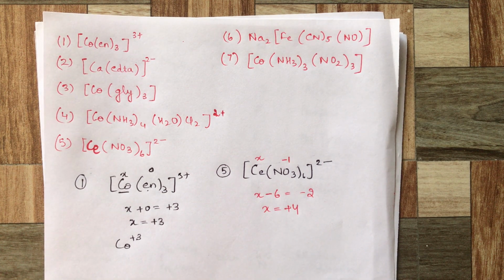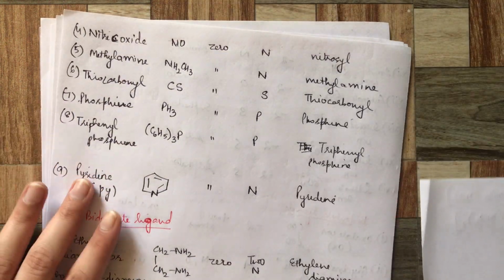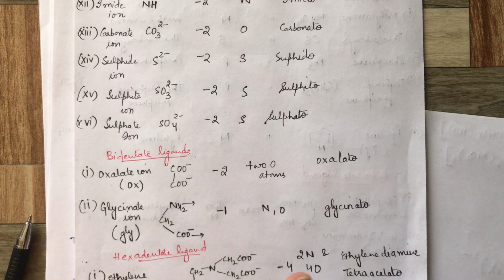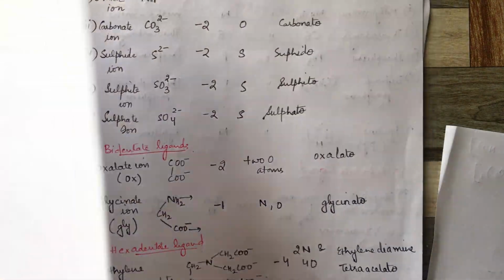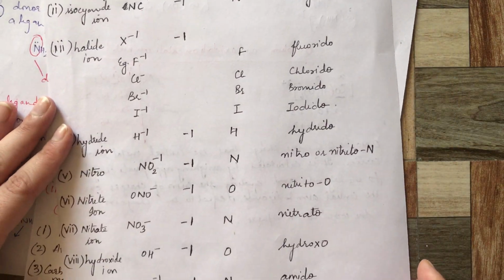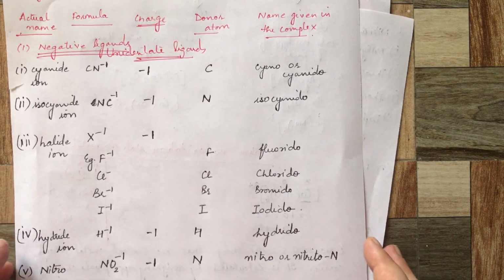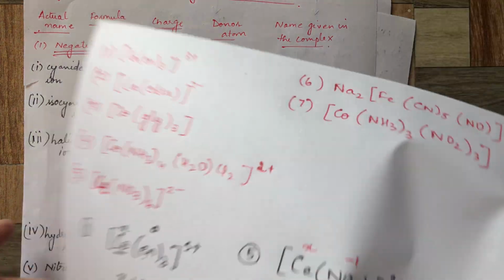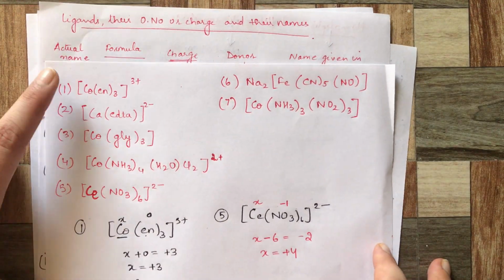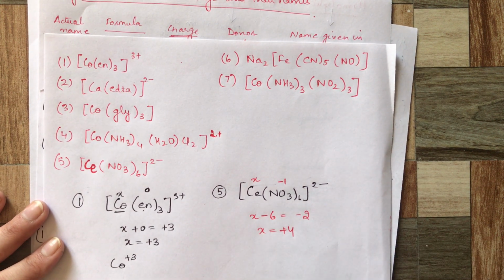So this is how you find out the oxidation state of the central metal atom, provided you know this whole table, these ligands and their oxidation numbers. You can take a screenshot of all these, or make this table in your notes, and find out the oxidation states that I have given. That's very important. I want everyone to solve these oxidation numbers for the central metal atom. In the next video we'll talk about the names of the coordination complexes.